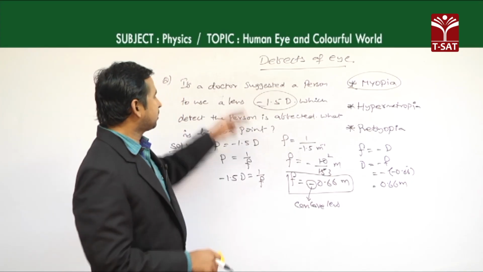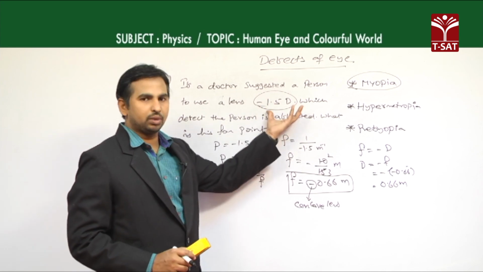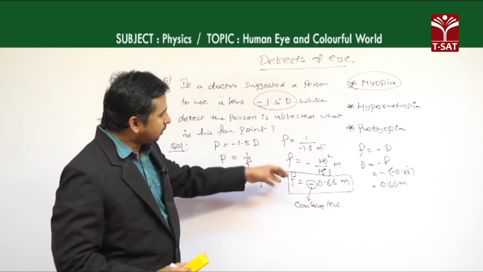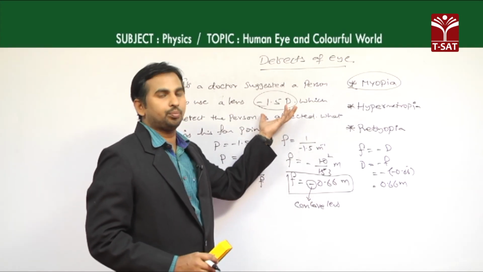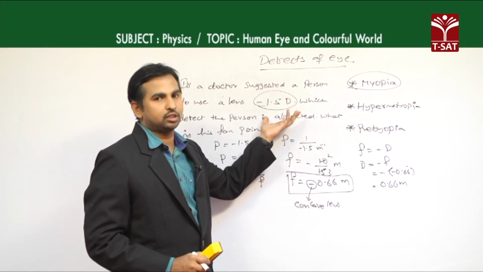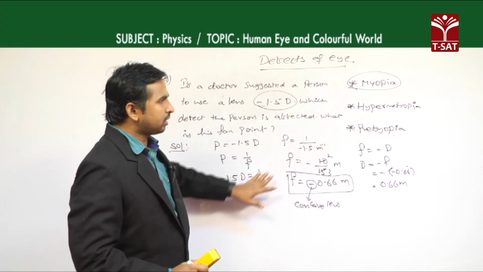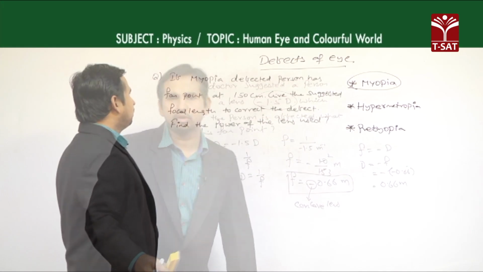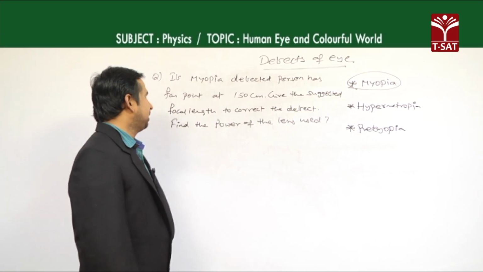Like this they will ask different numericals. By giving the power we can find the focal length suggested, and by using the focal length we can also find the power of the lens which is recommended for that person. Like this they ask numerical type questions on myopia. Now, we will see one more question same as the previous one.